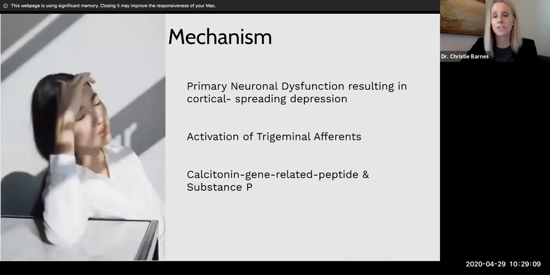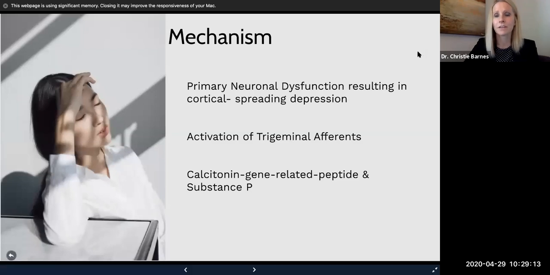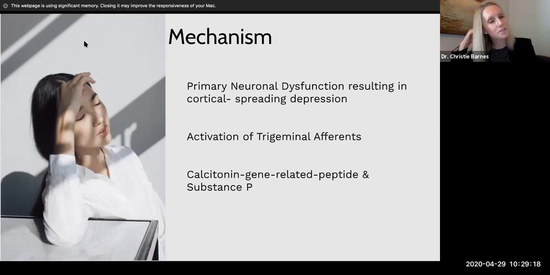So the mechanism of migraine wasn't well established, but is much more clear nowadays. Initially it was thought to be related to vasospasm, but now we have a better understanding that it's a primary neuronal dysfunction.